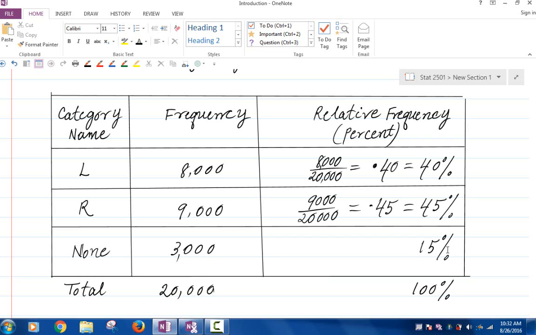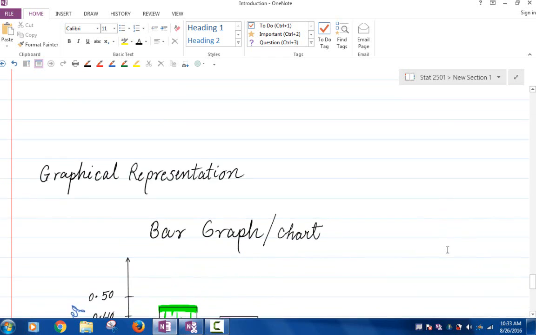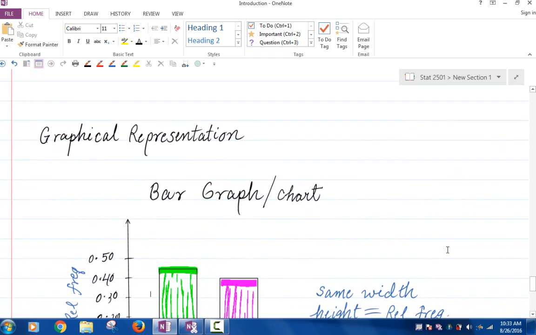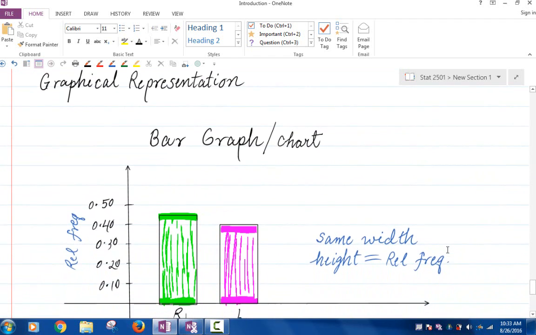Okay, so from your sample, this is what you have learned, right? From the sample, you have learned that 45% of the sampled voters prefer Roosevelt, 40% of the sampled voters prefer Lyndon. And once you have this table, you can also represent it by using a graph, and it's called a bar graph or a bar chart. So a graphical representation of this data would be the following.